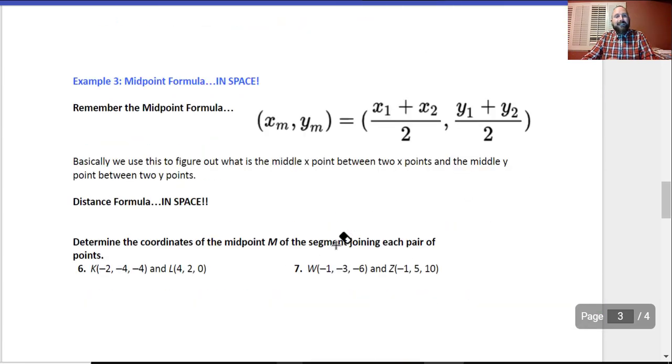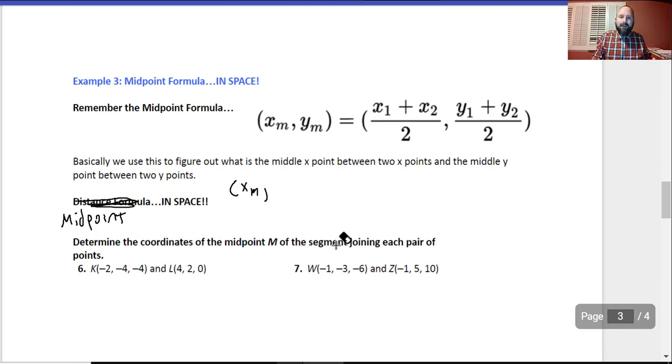Midpoint formula, but in space. So basically, this equation is to find the midpoint of the x, find the midpoint of the y, between the 2 points. That's it. But not distance formula, let's cross it out. The midpoint formula in space is exactly the same thing, except we add a dimension.